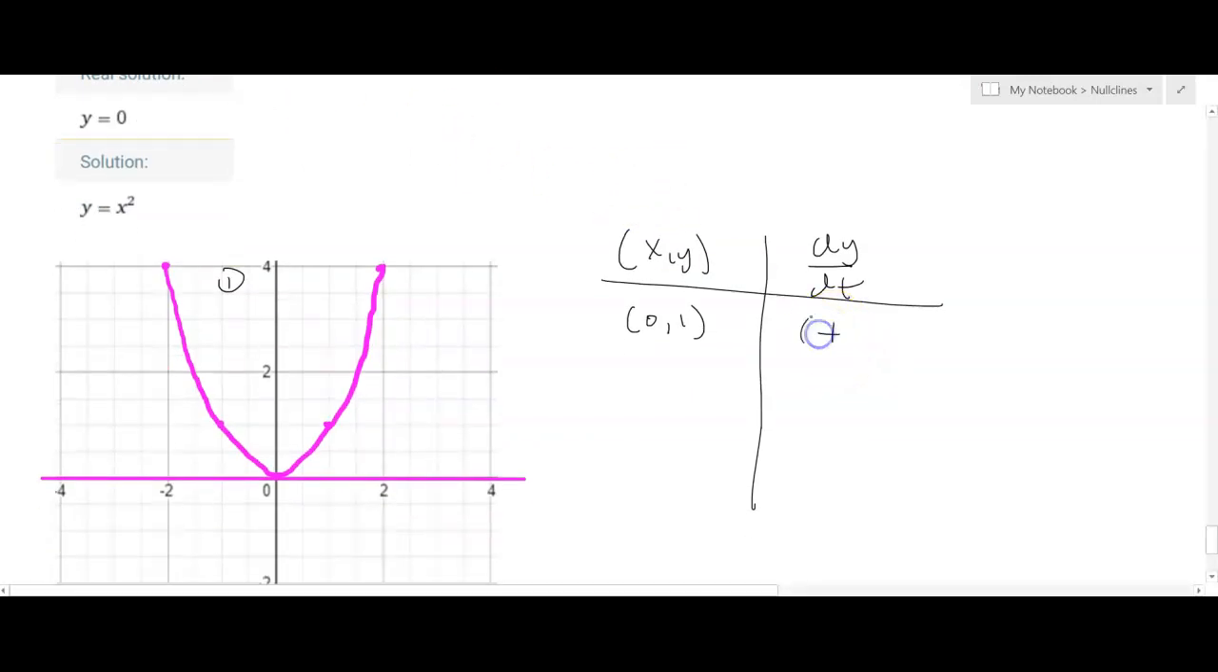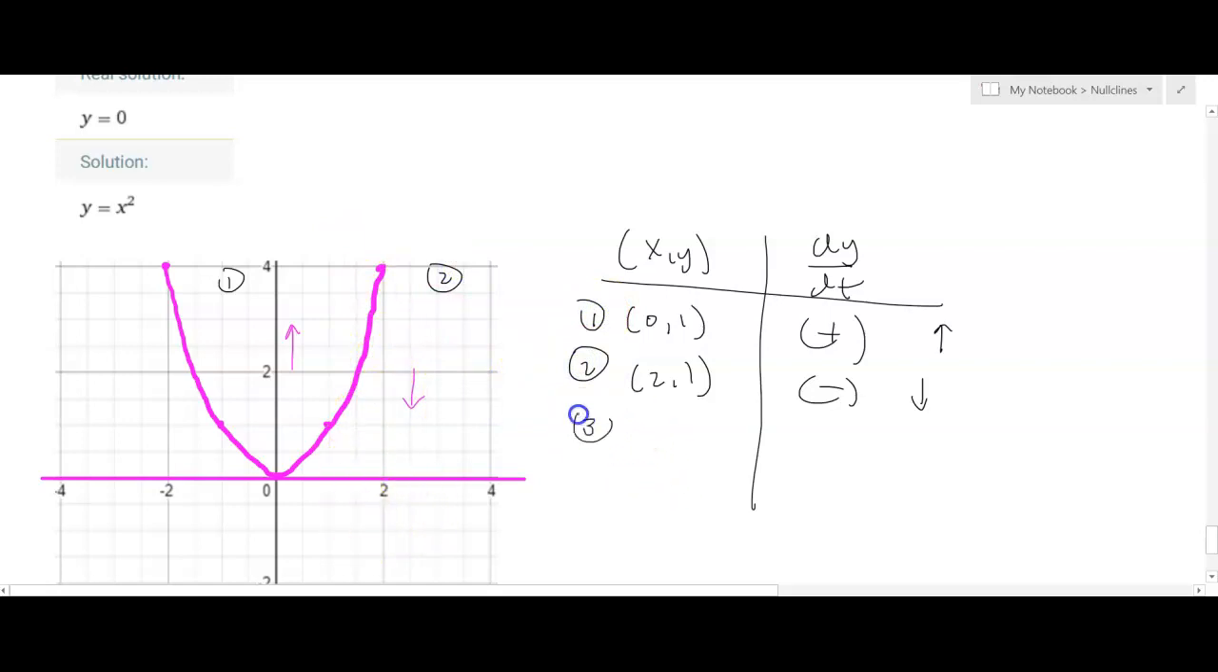And so this is going to be positive, which means the vectors point up everywhere above here. Now I'll pick another point, like let's say (2, 1). At (2, 1), if I plug those points in, I'm going to get a negative slope. Again, I've done the work on this already to save some time. We'll call that region 2. So all the points in region 2 will have downward vectors.